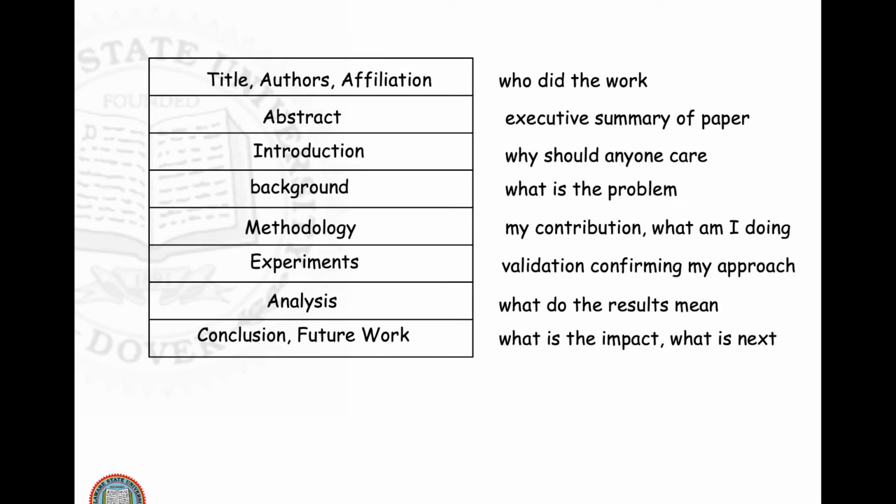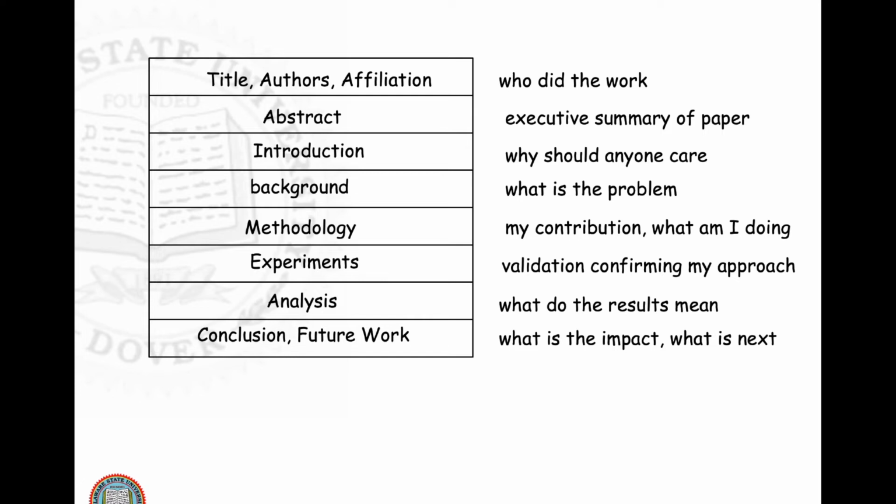And so the title, authors, and affiliation address who did the work. It's nice to know where they are, who they work for, what group they're a part of. The abstract, you can think of as an executive summary, a high-level summary, kind of like the Cliff Notes of the publication, an executive summary of the entire paper.